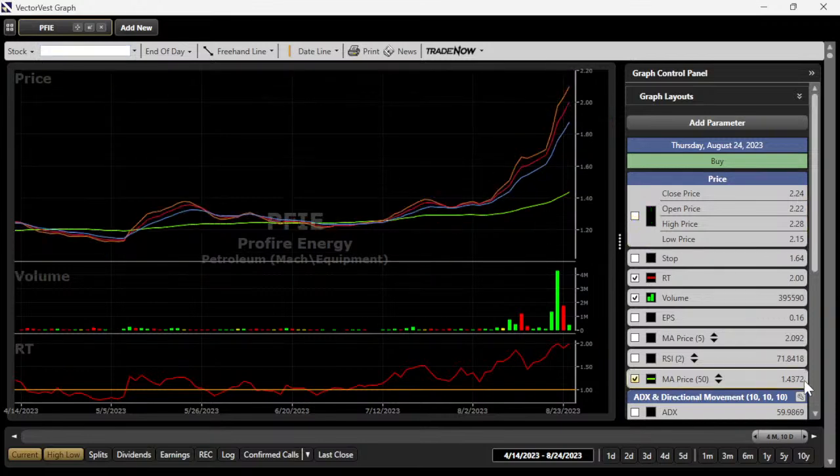But when was PFIE an initial EMA squeeze candidate? Well, let's take a look. Back here in June and July of this year, price had fallen below the 50-day moving average. There's your squeeze.